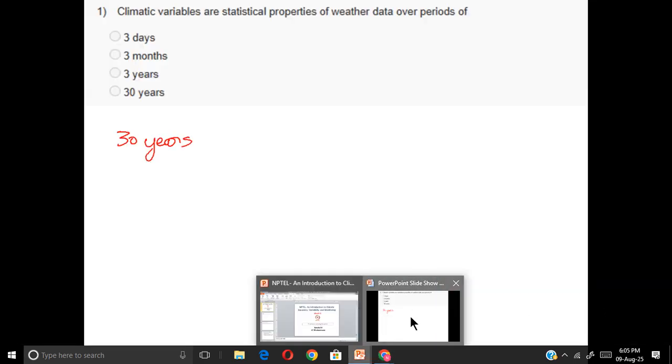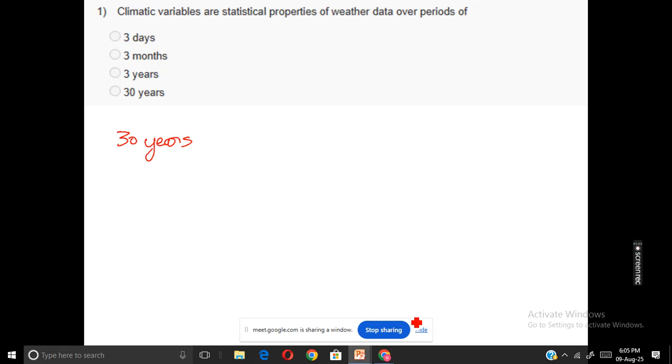In the first class, we discussed the difference between weather and climate, and the different climate variables that we use. When you are talking about climatology or the climate of a particular variable, we generally consider a minimum of 30 years of data. The average of 30 years of data is needed for it to be considered a climatology. So we have already discussed these things, and the answer is 30 years.